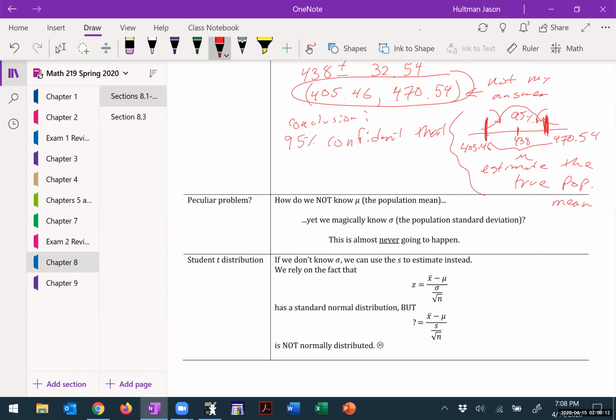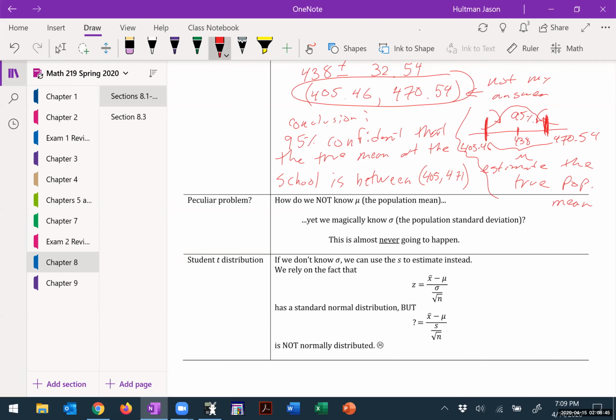that the true mean at the school is between 405.46. I'm going to run out of room, but whatever. I'll just round it to 405 and 471. Boom. It's good enough.